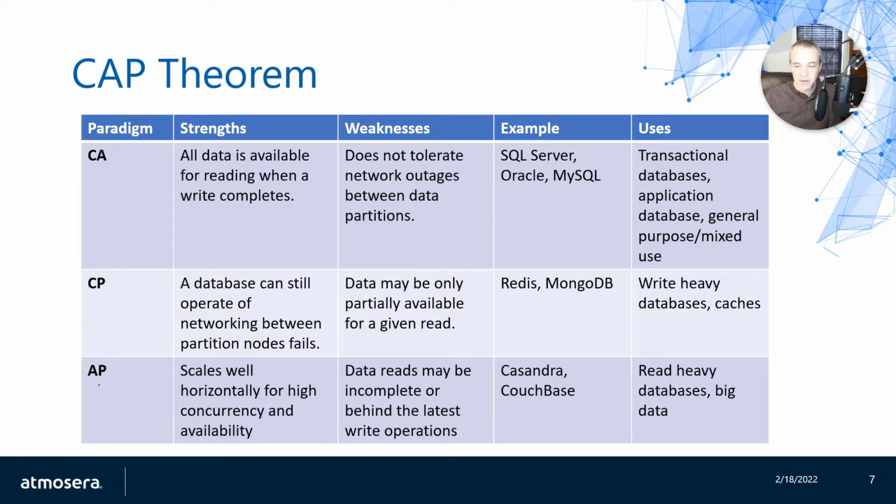And lastly, the AP databases. These databases, as we said, scale well horizontally. The data might be incomplete or might be behind the last operation for reads. But in any case, this is really conducive for read-heavy databases and big data workloads. So if you need a highly scalable solution that's going to scale well horizontally, that you can have high concurrency against that data, or you need to have a lot of data that is being aggregated together across multiple partitions for high performance or those kinds of workloads, this is where this kind of database really shines. And it's one of the main use cases for it, and really why you don't see it a lot in application-oriented workloads, but you definitely see it in big data workloads.